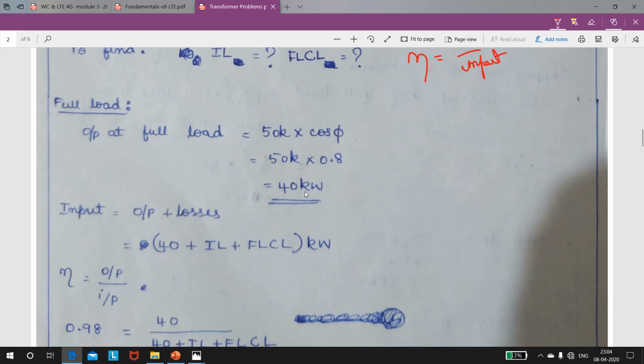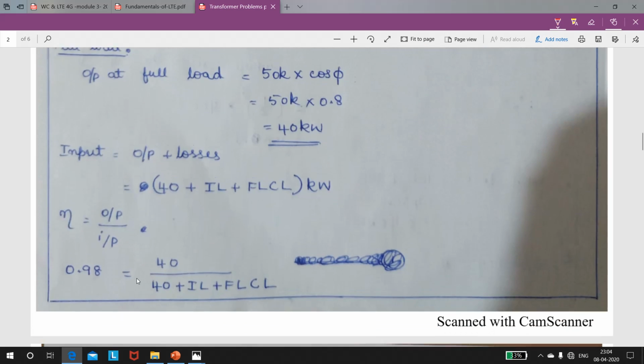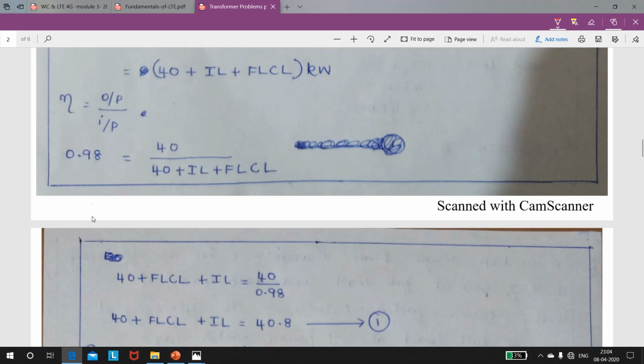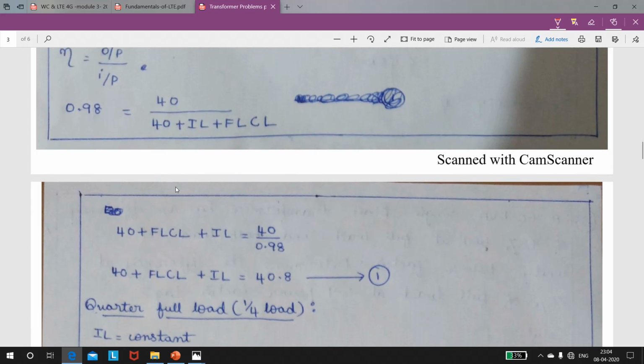So what happens is my kilowatt will cancel when I am going to substitute in the efficiency formula, and it becomes easier for me to calculate. So if you substitute that, you will get this equation. What you are going to do next is cross multiply. When you cross multiply like this, you will further end up with this equation. So equation 1, this is what I was speaking before.